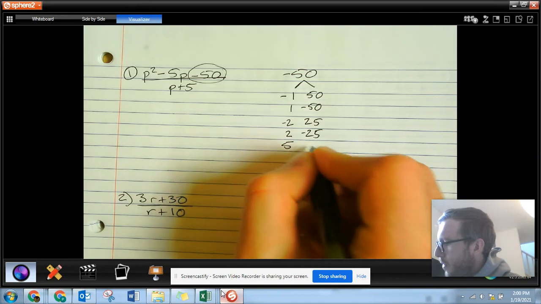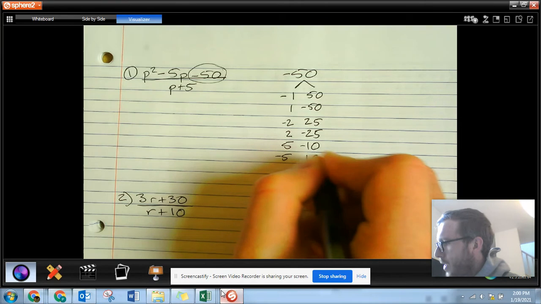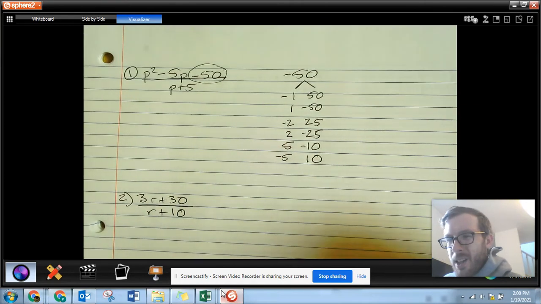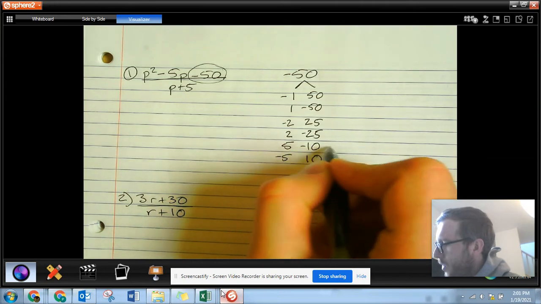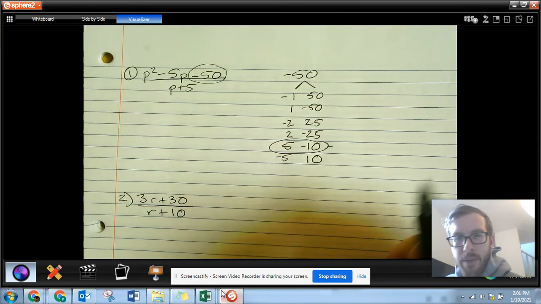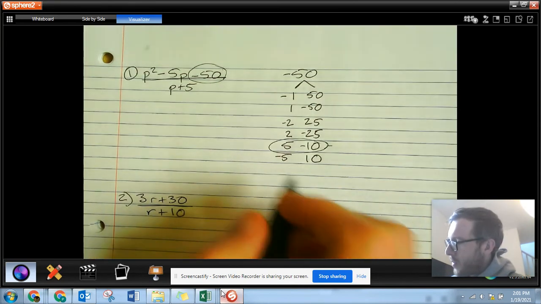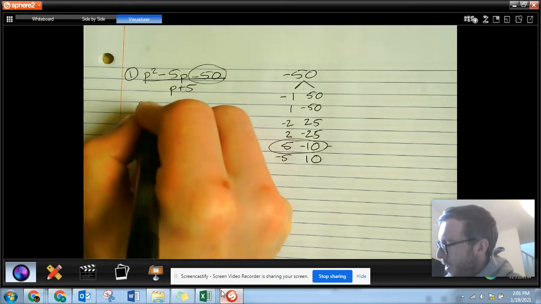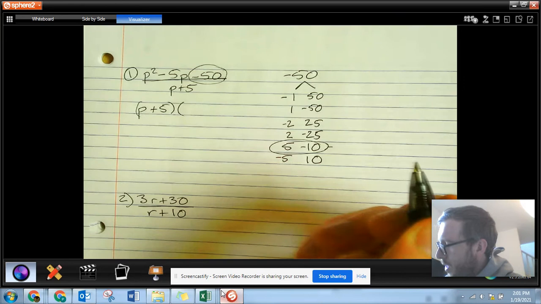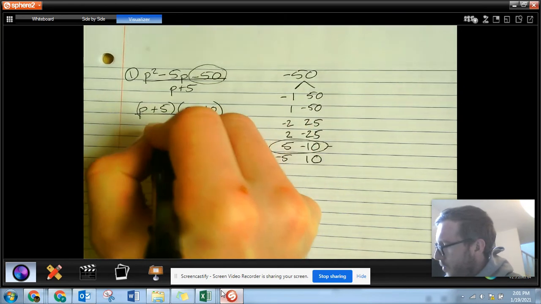So we know that 5 times negative 10, or we could have negative 5 times positive 10. And I'm starting to get a sense that this might be what we want. If I add 5 and negative 10, well, guess what? That gives me negative 5. So that's the one that we're going to use. And that tells us that this top quadratic can be rewritten as p plus 5 and p minus 10. Now all of that is over p plus 5.